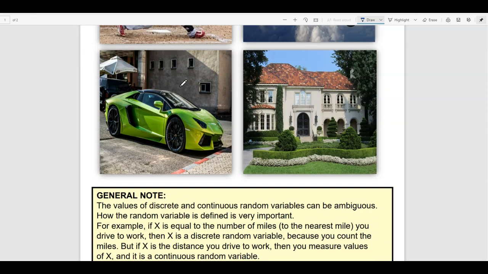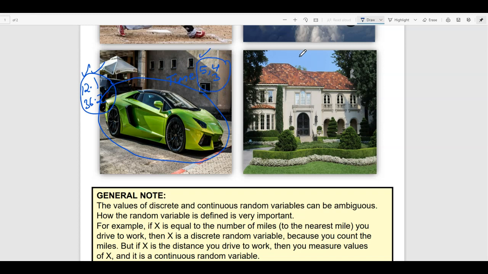If I ask you, how many times do you go to work per week? You might say 5, 4, 3. But how long is your distance? Then you'll say 12.1, 36.2. See the difference? So when the answer is in decimals, it's continuous. When it's a whole number, it's discrete.